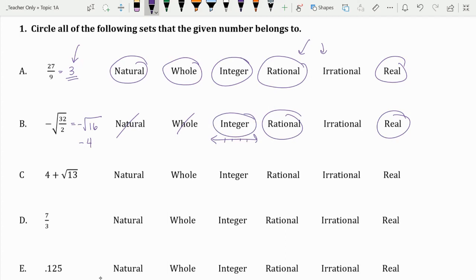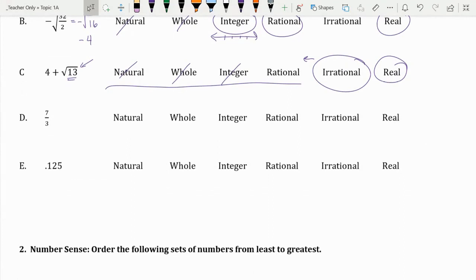Okay, the next one. 4 plus the square root of 13. We ask, can I simplify the square root of 13? Not really. I mean, it's not going to be nice. It's going to be a decimal, which means right away, not natural, not whole, not integer. So now we have these 3 classifications over here. We're going to go ahead and say this is real, and it's either going to be rational or irrational. Because it has that square root part there, I can't write that as a fraction. So that's going to make this irrational. And if something is irrational, it's going to be none of the other ones, the natural, whole, integer, and rational. If it's irrational, it's just irrational, and it's done.